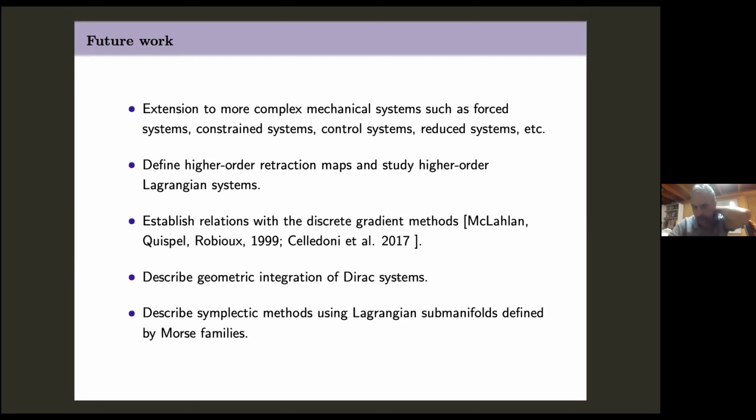And, well, extension to other situations that we are interested in, for port Hamiltonian systems, then appears the geometric integration of Dirac systems. And I think that all this theory, this geometrical framework, is useful for this theory.